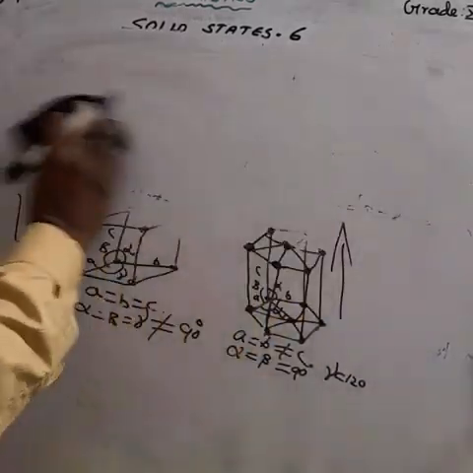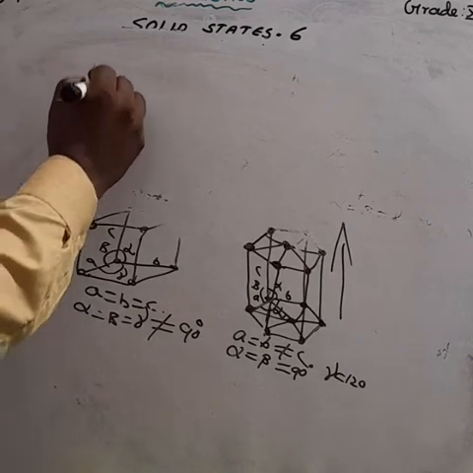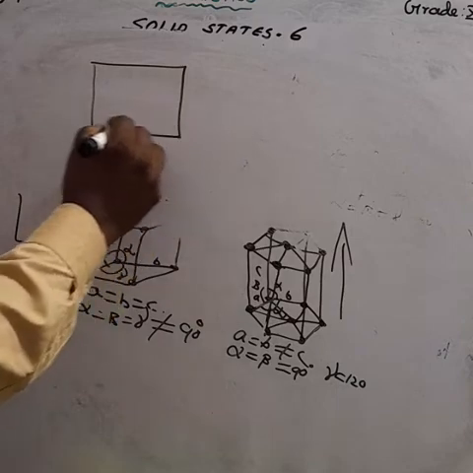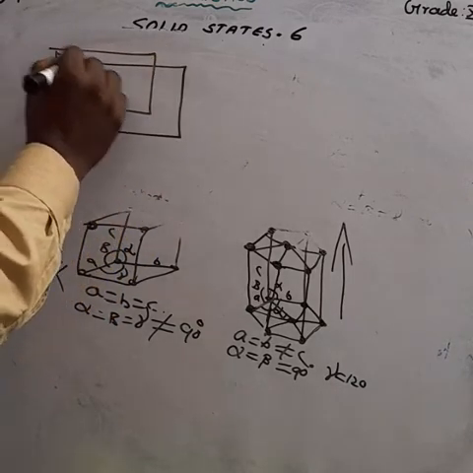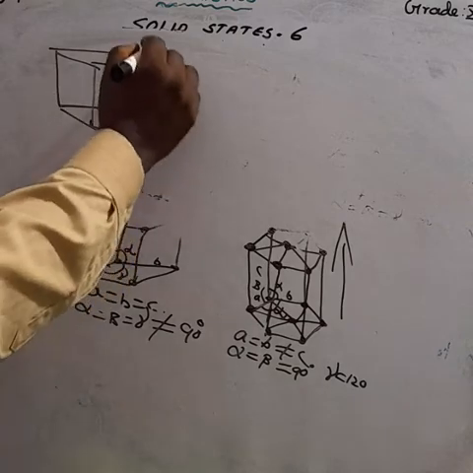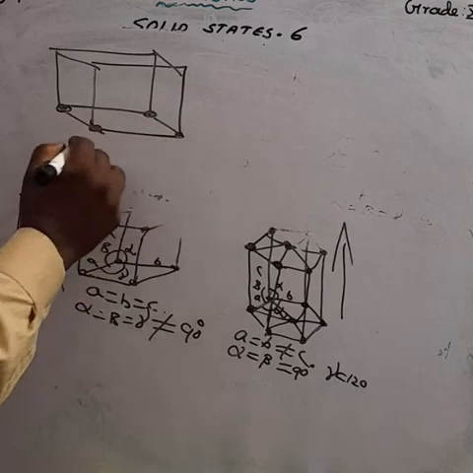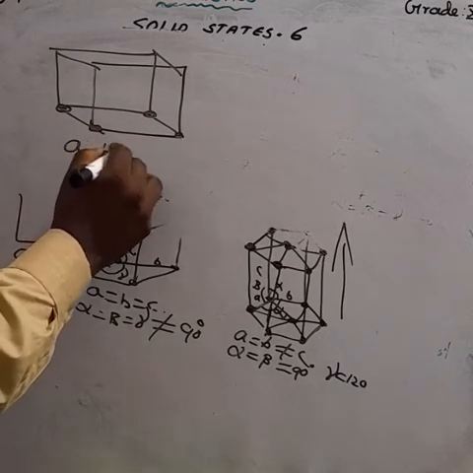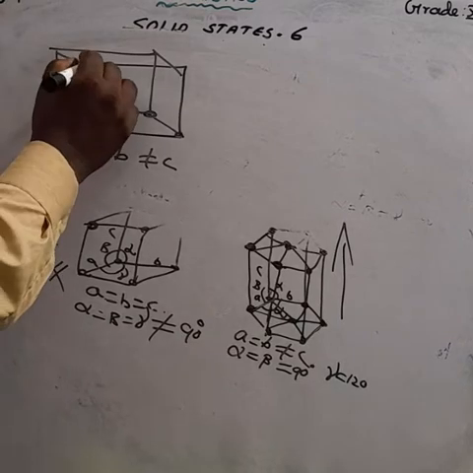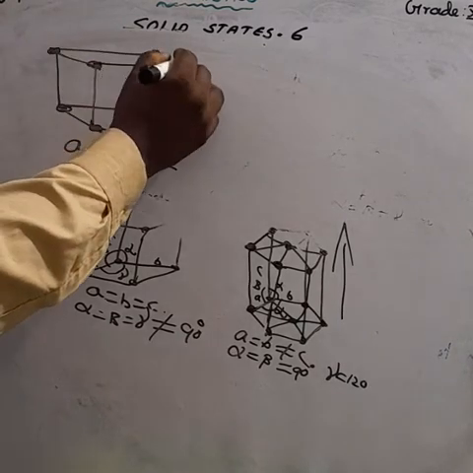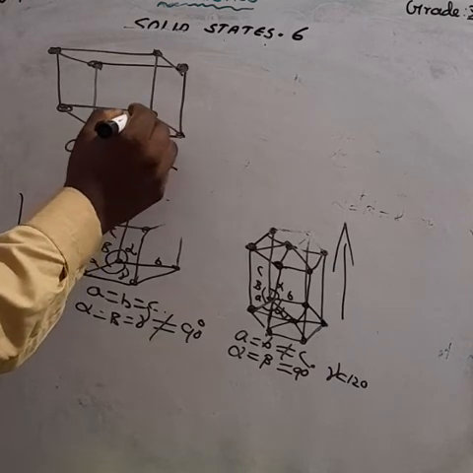Next about monoclinic. How can you draw the structure of monoclinic? Monoclinic also different length. A is not equal to B, B is not equal to C. But we can draw. In our figure, almost they mention like that the same length, but it is not the same length. Monoclinic is not the same length. A is not equal to B, B is not equal to C.